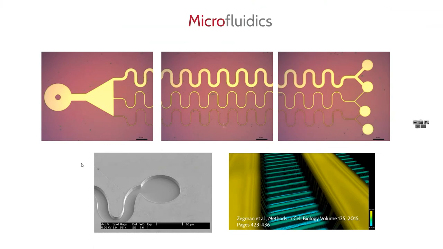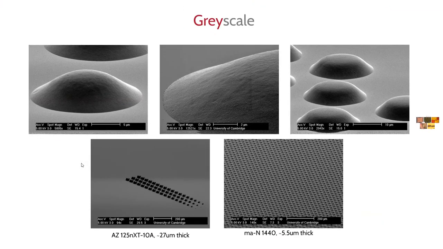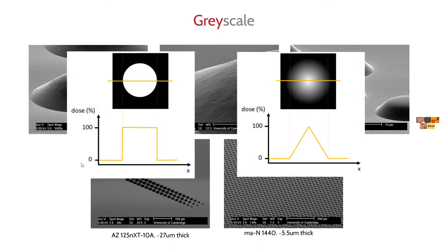The next application I'd like to show you is the ability to expose grayscale structures. You're probably familiar with grayscale exposures, but if you're not, I've got these very simple schematics to show you what it is. If we first focus on the left-hand side picture, it is a straightforward black and white image of a circle.